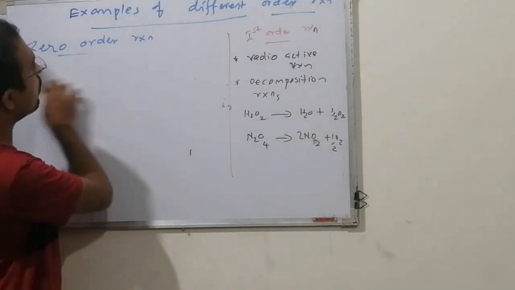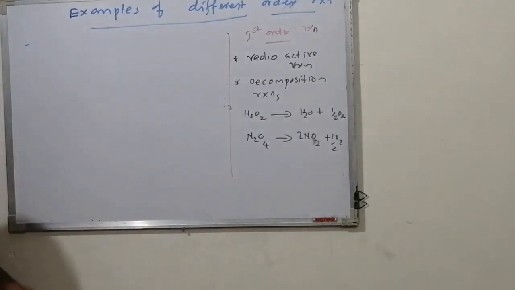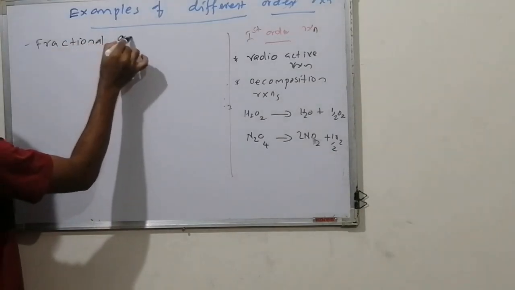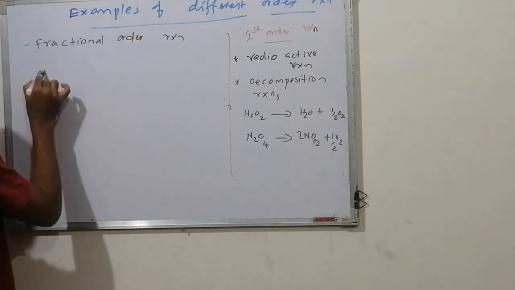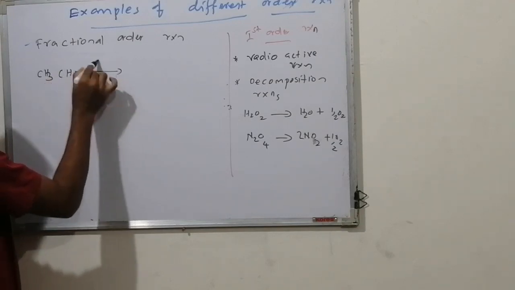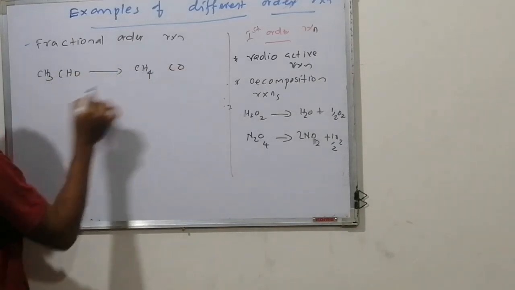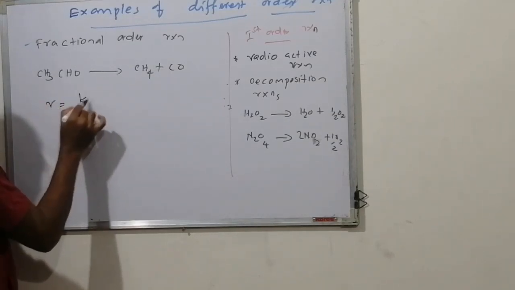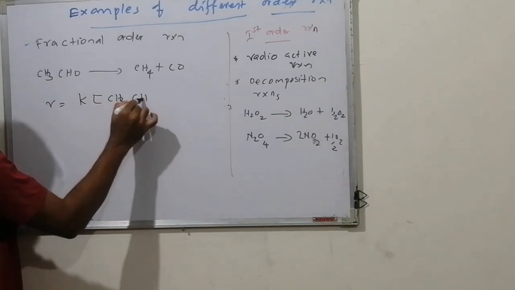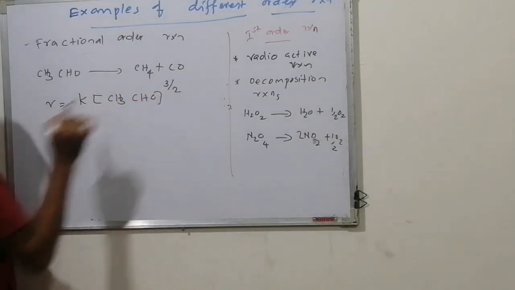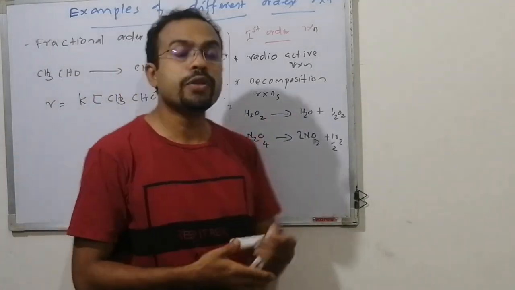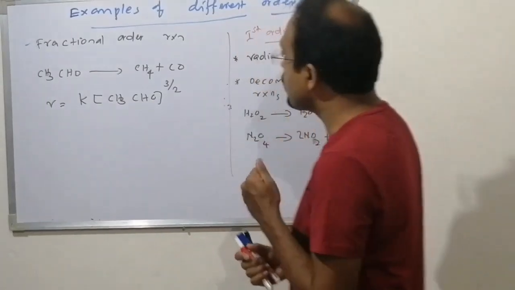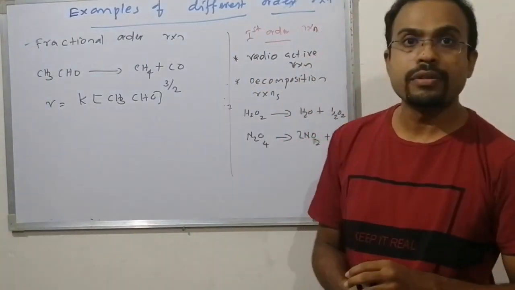Now a fractional order reaction. One example is the decomposition of acetaldehyde to CH4 plus CO. Its rate law expression is K into [CH3CHO] to the power 3/2, that is 1.5, because when you do the experiments and get the rate law expression, you will get this value 3/2. That is a fractional order.